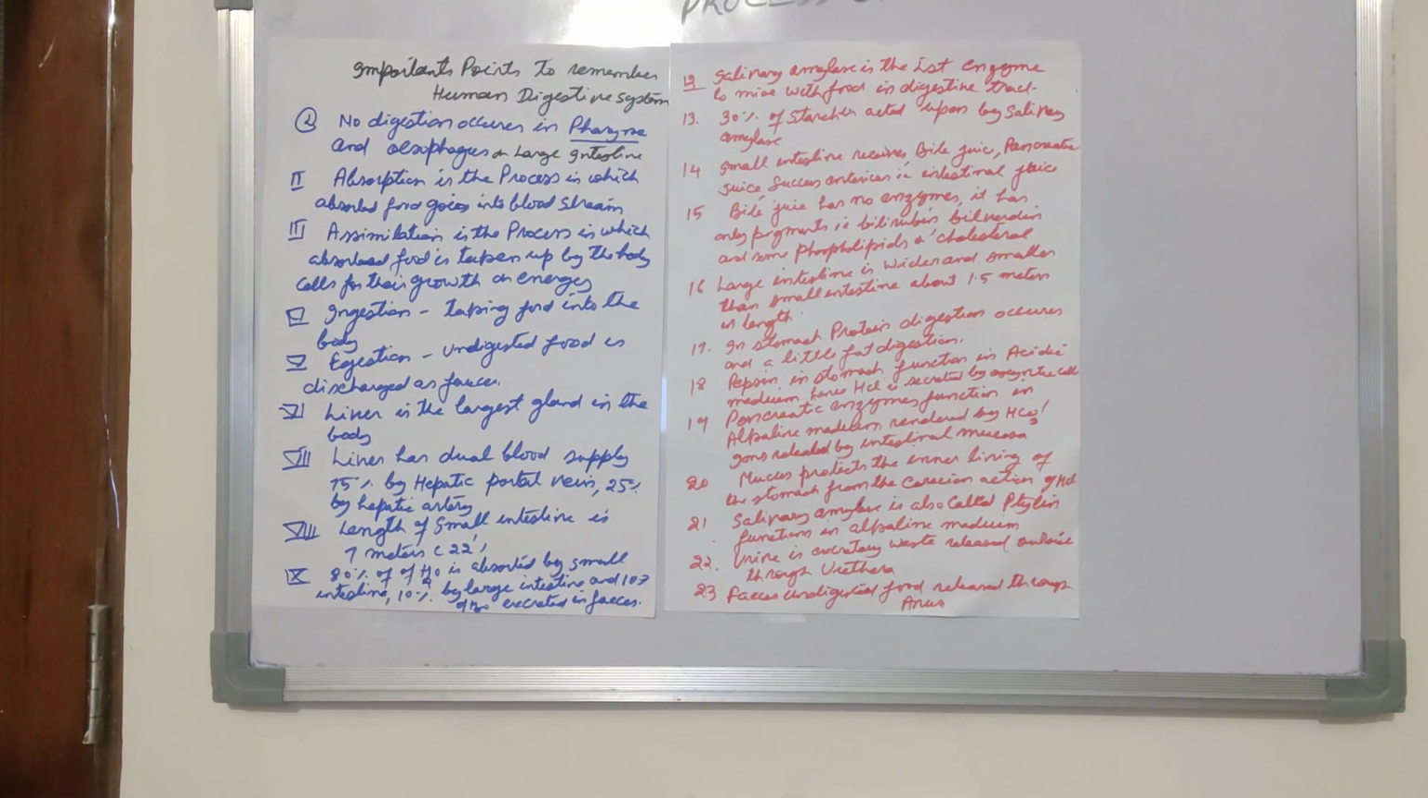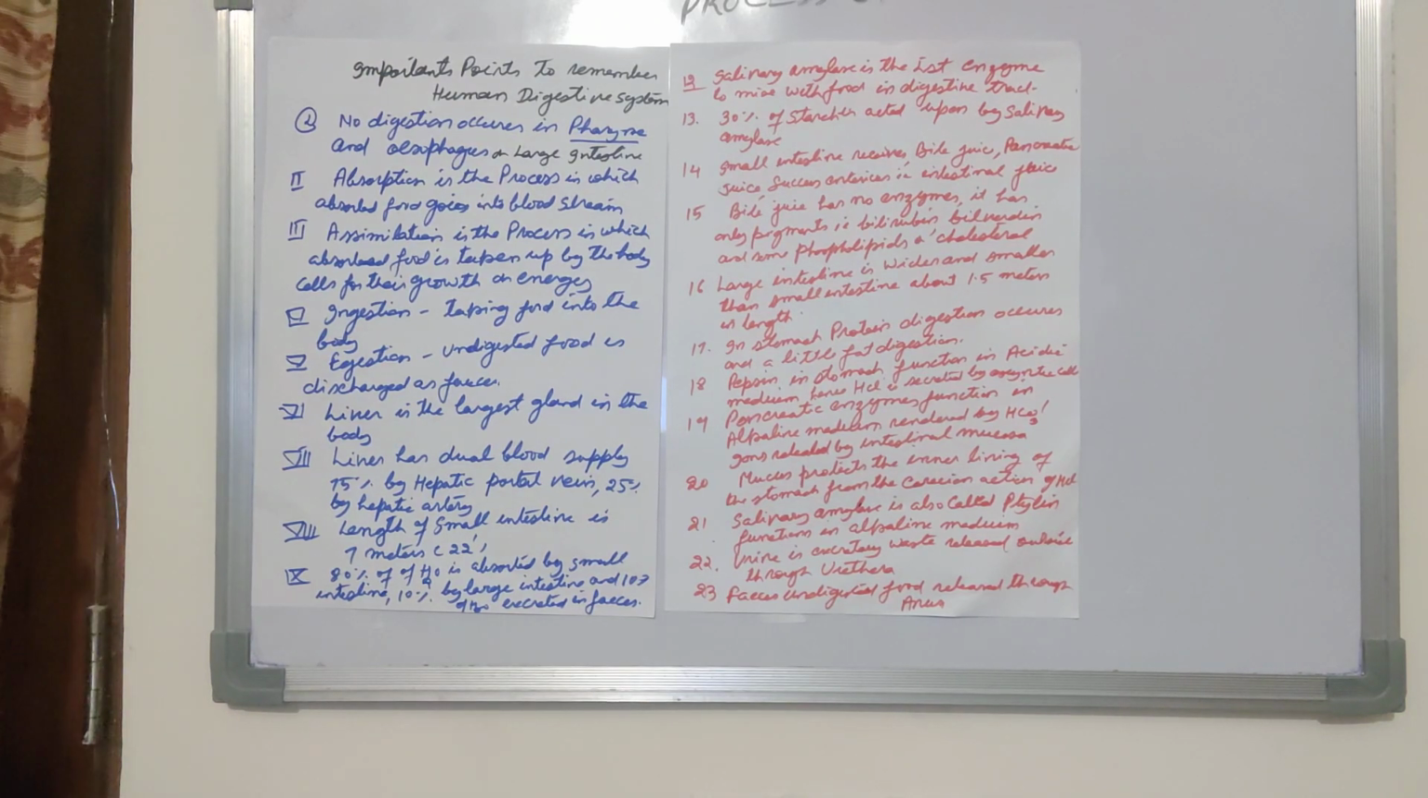The liver is the largest gland in the body. It weighs about 2 to 2.5 kg. The liver has a dual blood supply. 75% of the blood is supplied by the hepatic portal vein, and 25% of its requirement is met by the hepatic artery.